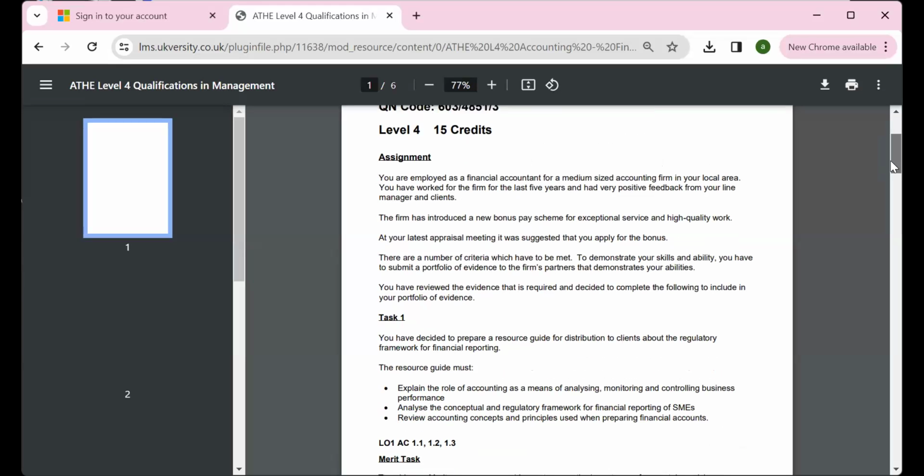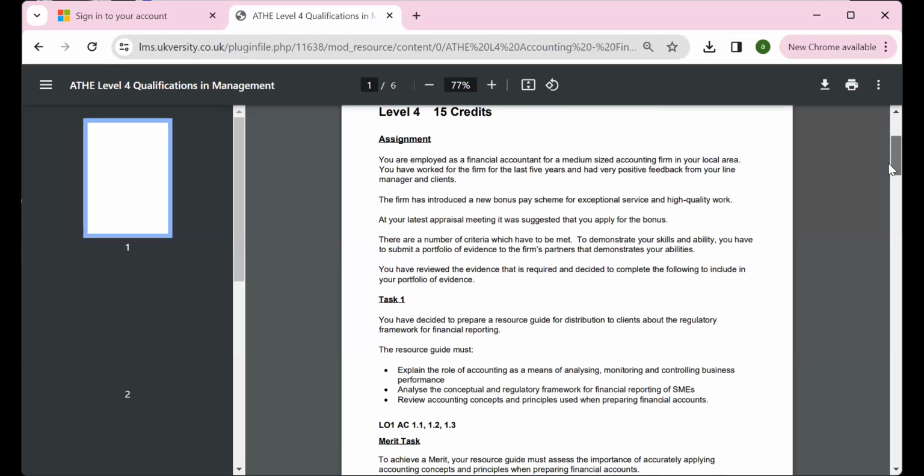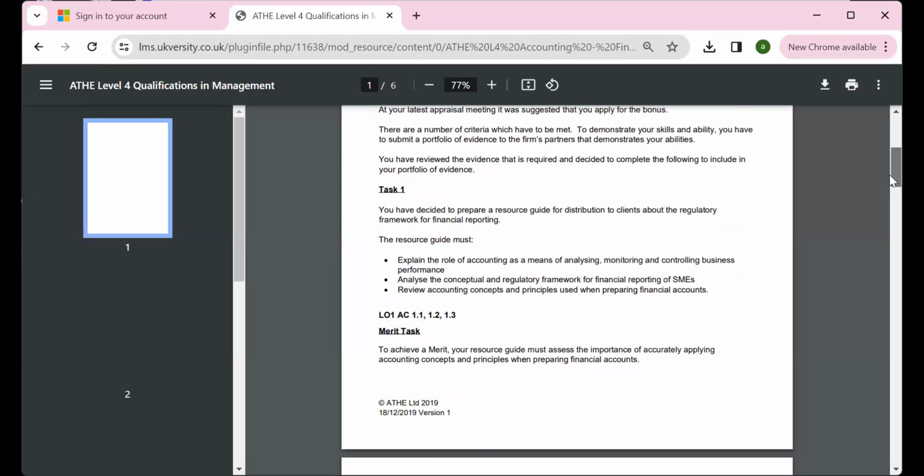In the assignment brief, we've been given the scenario. You've been employed as a financial accountant for a medium-sized accounting firm in your local area, and you have worked for the firm for the last 5 years. You have positive feedback, and your promotion and appraisal are based on doing these tasks. Always look at task one, task two, and task three.